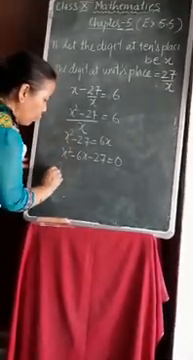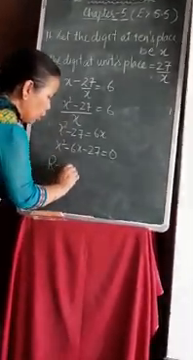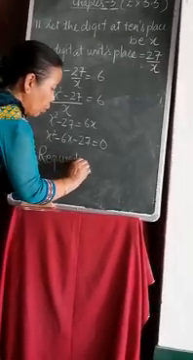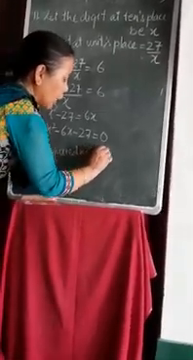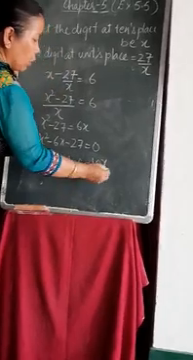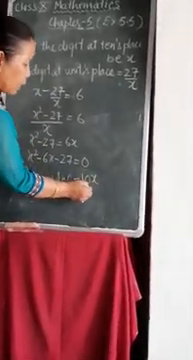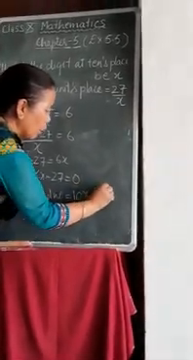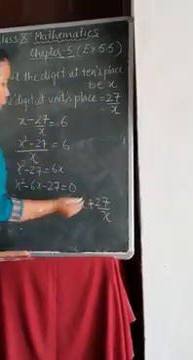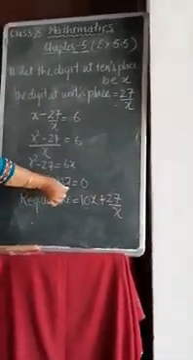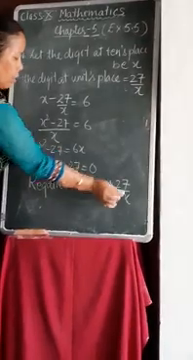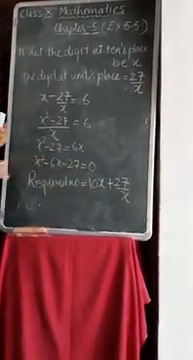But how will you find the required number? The required number will be equal to 10x plus the units place number, because this x is at tens place, so we multiply it by 10. Whatever answer you get from here, put that value in place of x and get the required number.